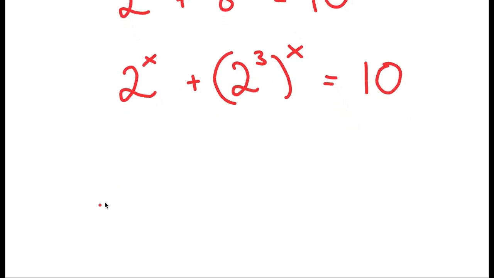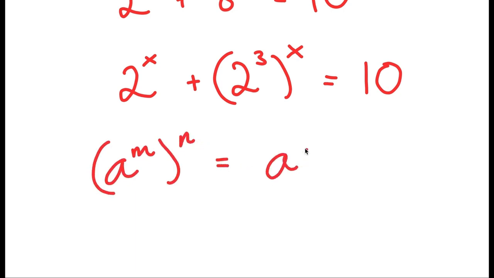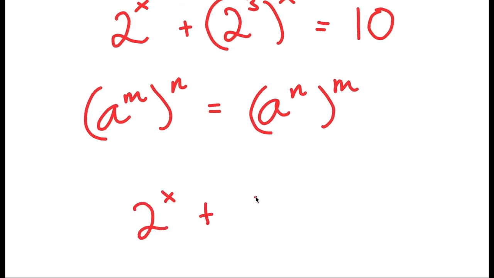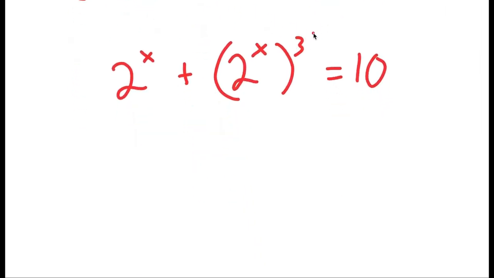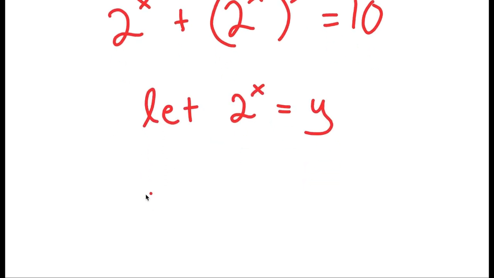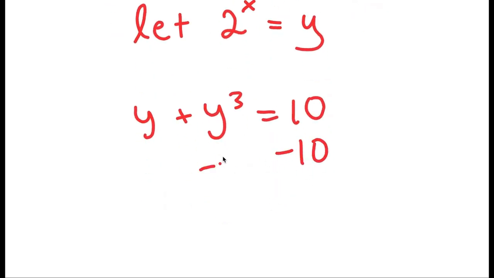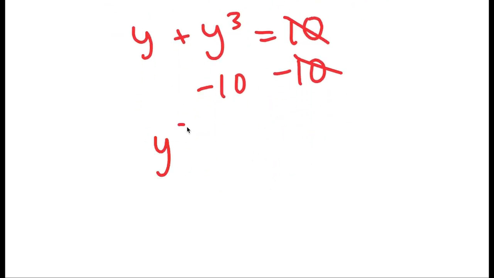Now from here, if I have something in the form (a^m)^n, this is equal to (a^n)^m. So I get 2^x + (2^x)^3 = 10 because I switched the places of 3 and x. Now from here, I'm going to let 2^x equal the variable y. So now I get y + y^3 = 10, and if I subtract 10 on both sides, I get y^3 + y - 10 = 0.